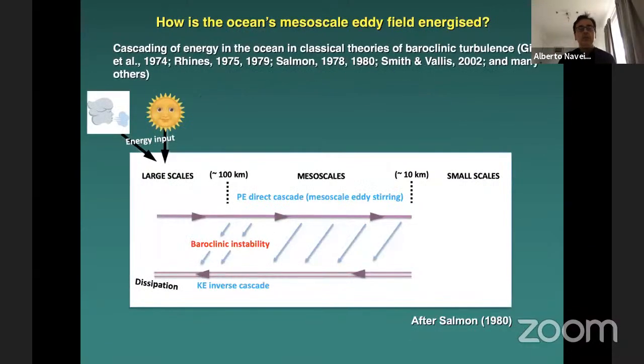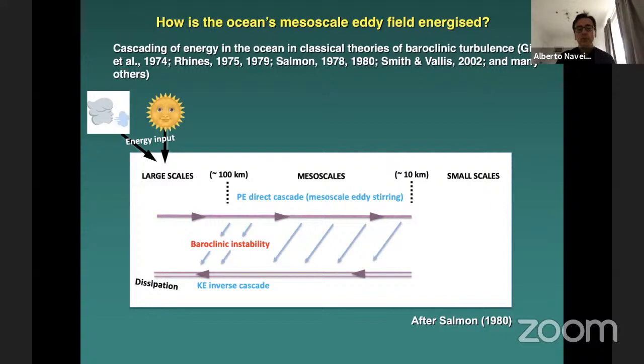And the way in which we can motivate this work is basically trying to figure out how the mesoscale eddy field in the ocean is energized. So this is the textbook picture that we've all grown up with, which essentially tells us how energy is input into the ocean at the largest scales of the circulation by solar forcing and winds. And this energy is supposed to cascade to smaller scales in the form of potential energy via mesoscale eddy stirring. Then baroclinic instability of the large-scale current systems eventually happens, and it injects kinetic energy at horizontal scales comparable to the Rossby radius.